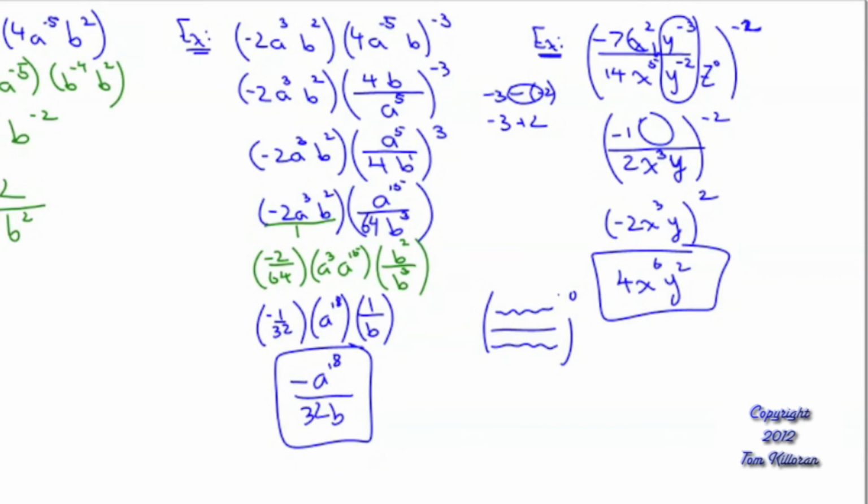Trick questions. Trick question number 1: 2 raised to the x plus 1 times 2 raised to the x minus 1. You tell me, what's the answer? I have taught you everything you need to know to do this problem. The answer is not 1. What's it going to be?